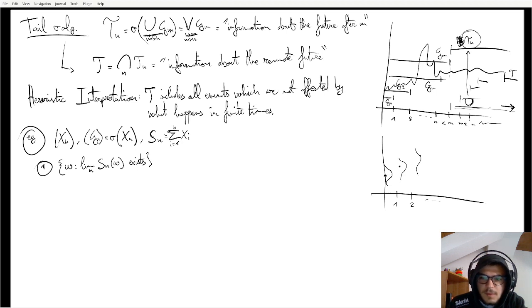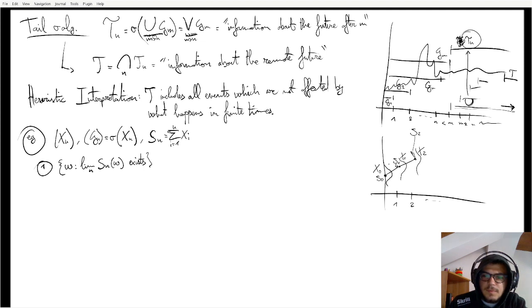So let's say the process evolves in this way. So this is x0, this is x1, this is x2, and we have that this thing here is the final result. Well, this point here is s0, this is s1, this is s2.